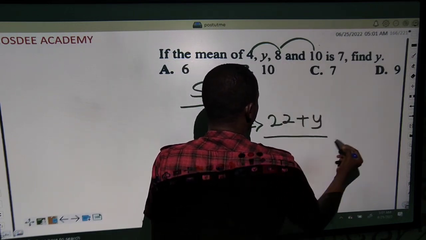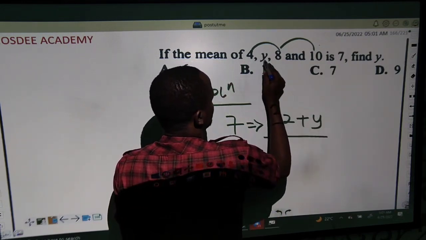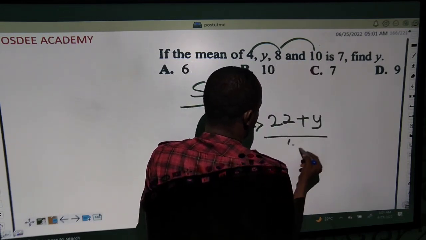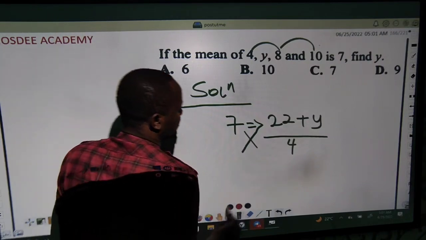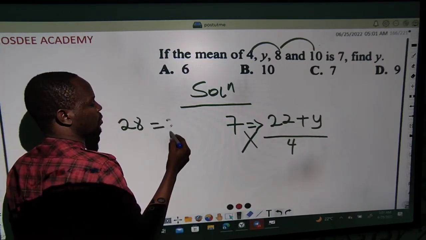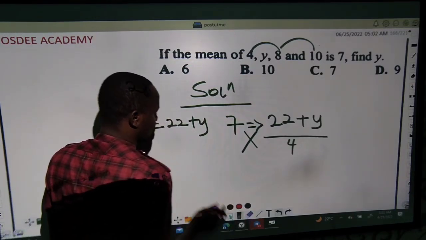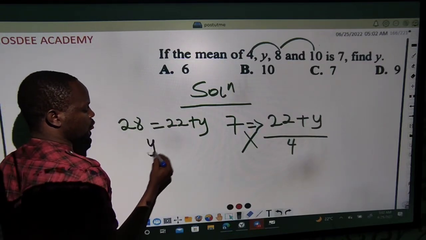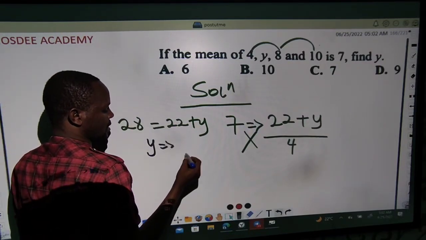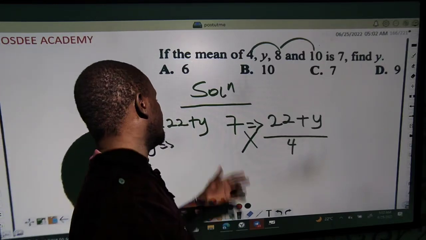That's summation fx over summation f. How many numbers? 1, 2, 3, 4. Over 4 numbers. So on cross multiplication, the answer is simple now. 28 is equal to 22 plus y. What do I know? If 28 is equal to 22 plus y, so y is 28 minus 22, and y is nothing but 6. So the answer to the question is 6.